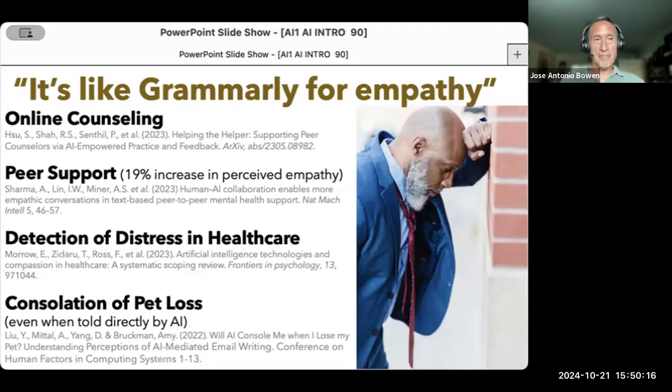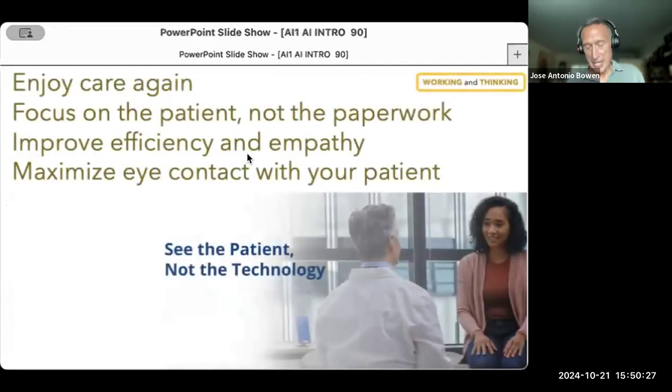You're calling the peer support or the online counselor, the suicide hotline, or you're calling your doctor. So this is a pretty robust finding that AI acts like it has empathy. So here's another example, which is weird.